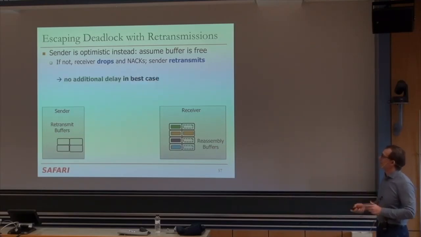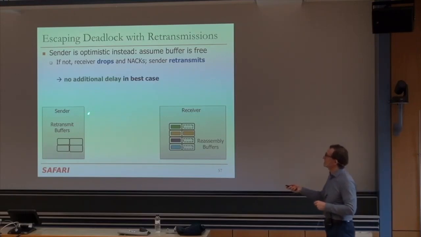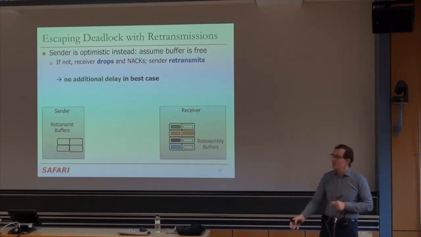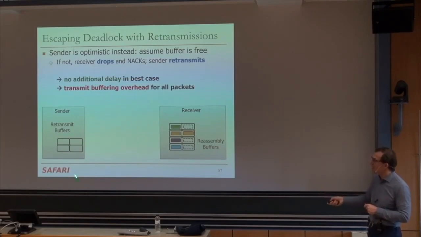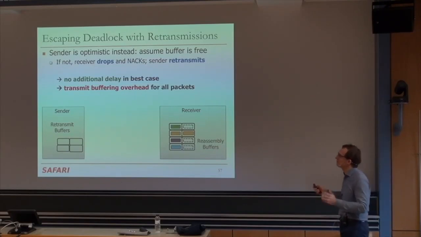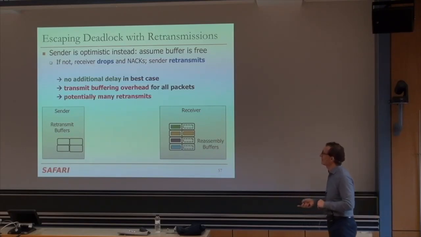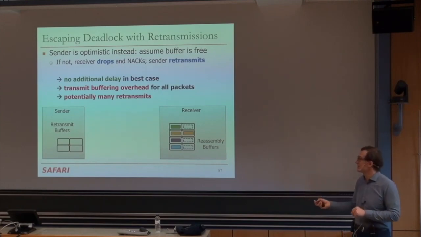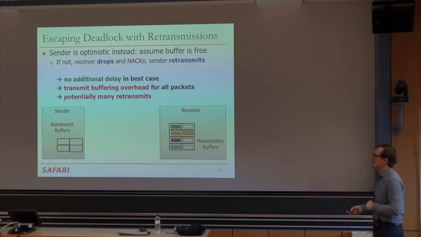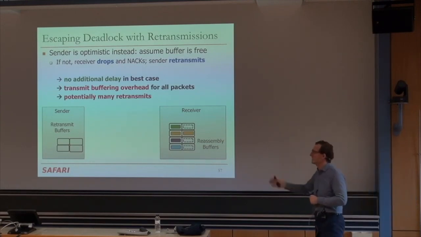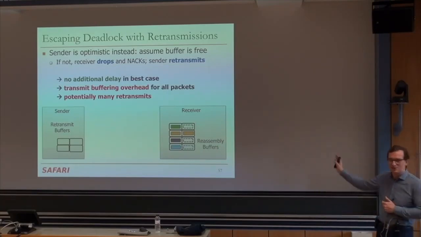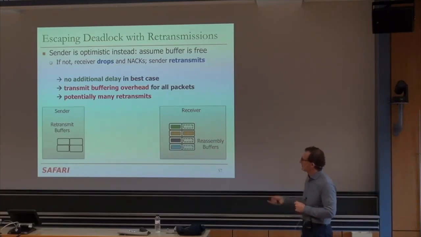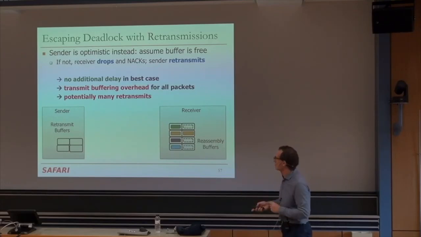Now there's a downside. The big upside here is in the best case there's no additional delay because you're optimistic in your transmission. But you have transmit buffering overhead for all packets. You could actually deallocate some of them earlier, but we have that buffering overhead and potentially many retransmits. So if your network is congested, you keep retransmitting. Of course, this depends on your threshold of when you decide to retransmit. There are thresholds that need to be optimized here. But this actually leads to more congestion in the network potentially.